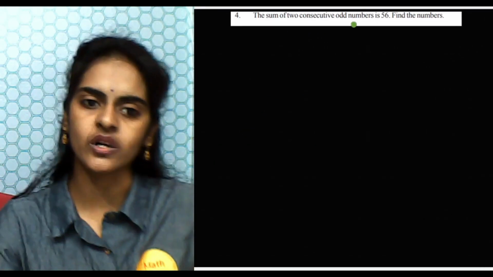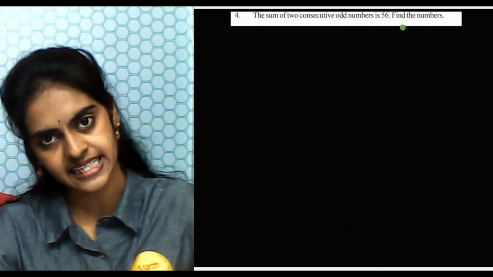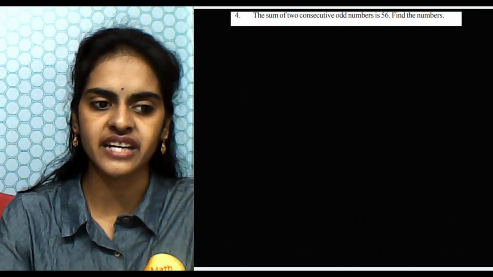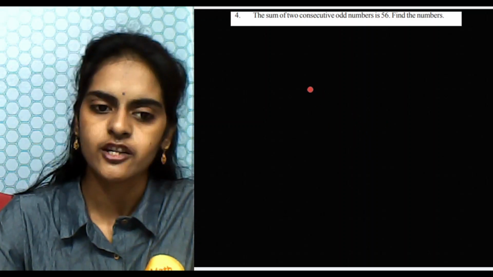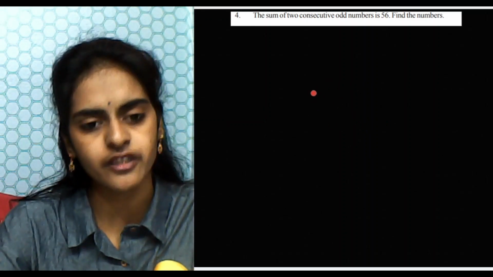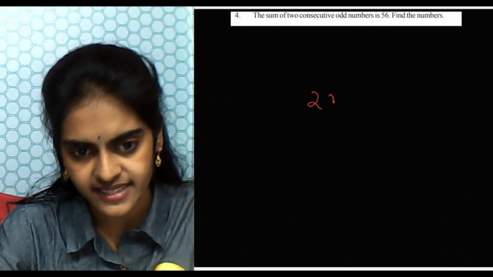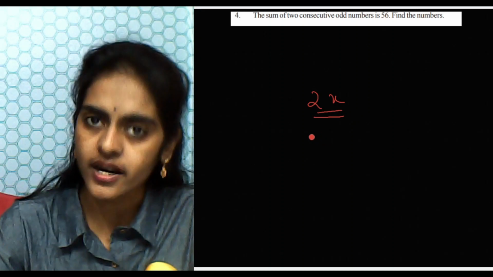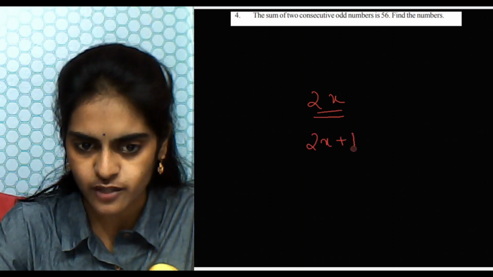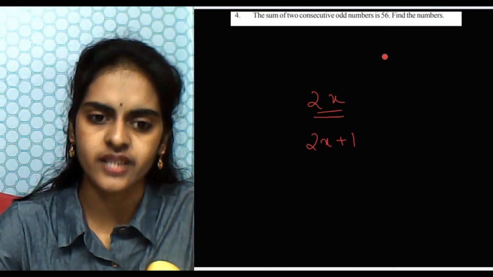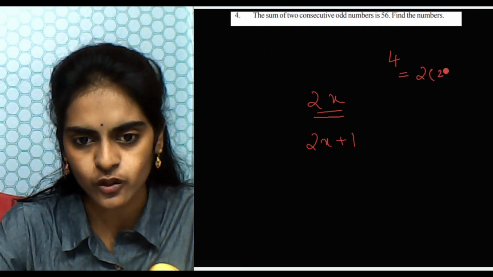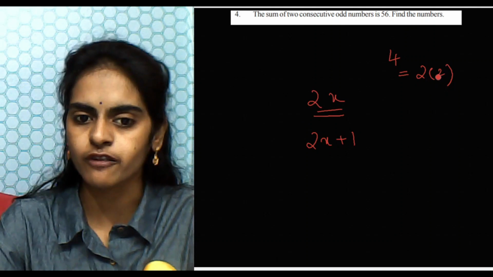The sum of two consecutive odd numbers is 56. Find the numbers. Firstly, here you have to know the concept of even and odd numbers. Always, even numbers are of the form 2 multiplied by the number. They are of the form 2x. Odd numbers are of the form 2x plus 1. Clear? So suppose I take a number 4, this number 4 is of the form 2 into 2, isn't it? So that is the meaning of 2x.